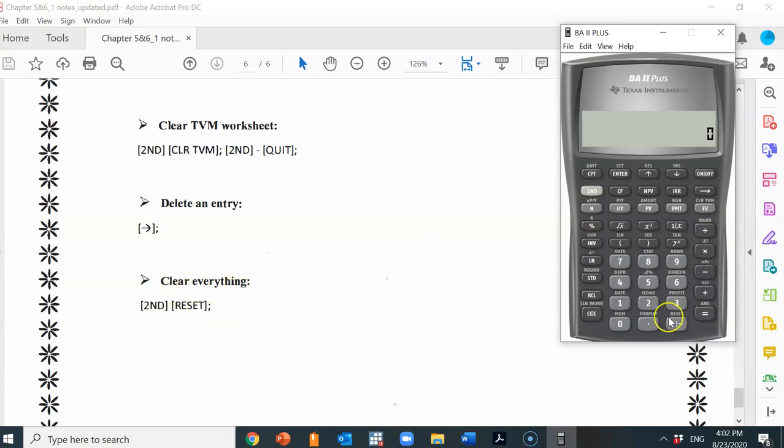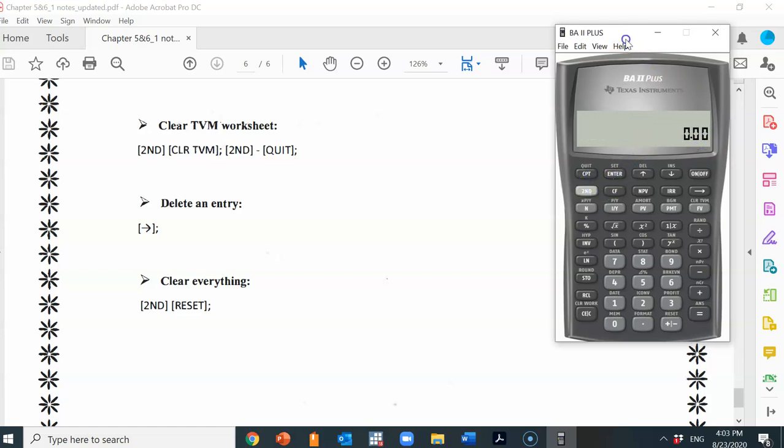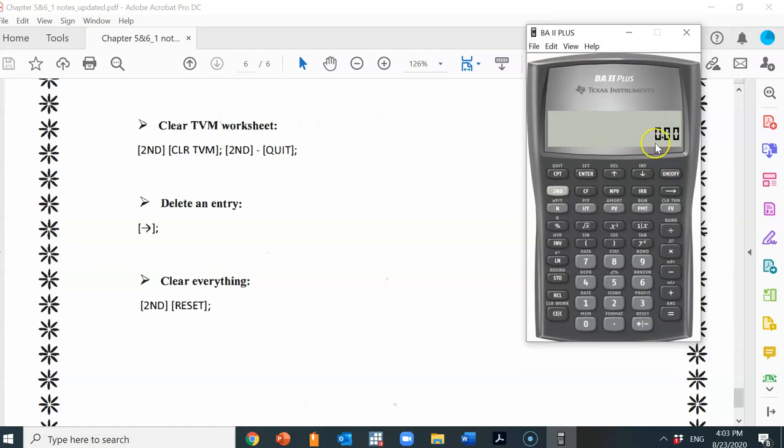To clear everything, if you want to reset your financial calculator to brand new, with all the settings back to default, you press second, reset. Here's the button, the same as the negative sign. Then you press enter as the screen instructs you. Second quit. Now my calculator is brand new. You can see my decimal is back to 2, and all my value inputs and settings are cleared.